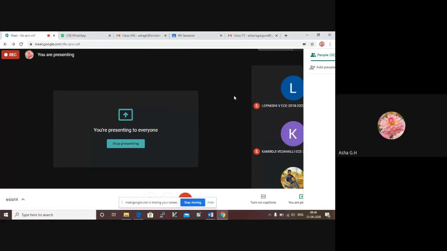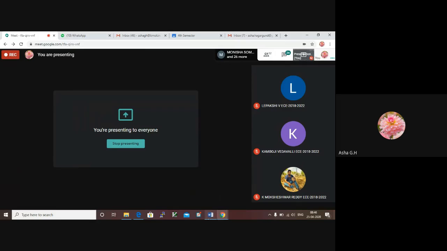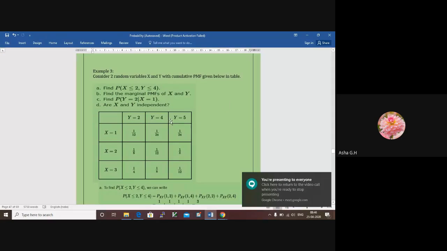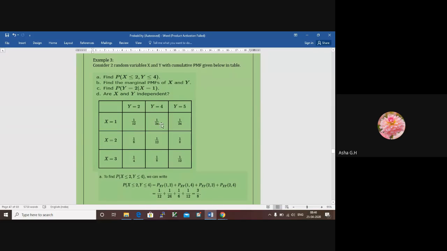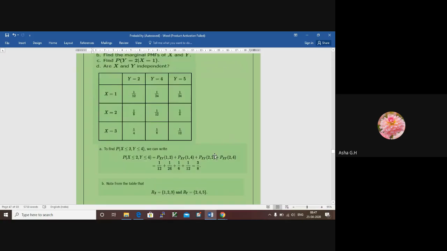Any doubts you have? Fine. So now you can create your own chart or table for different values of probabilities. But you have to make sure that the sum of all these probabilities is equal to 1. Maybe you can verify this table later. When x is equal to 1 and y is equal to 2, check this probability plus this probability plus this probability. The sum of all these probabilities should be equal to 1.